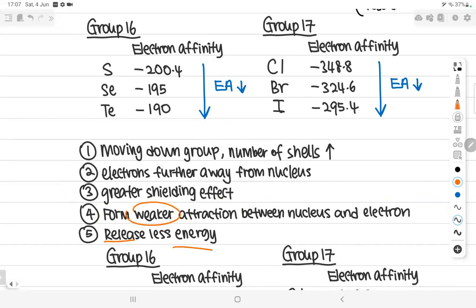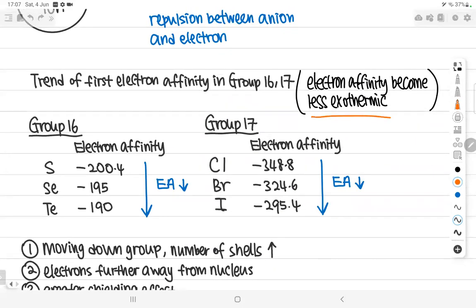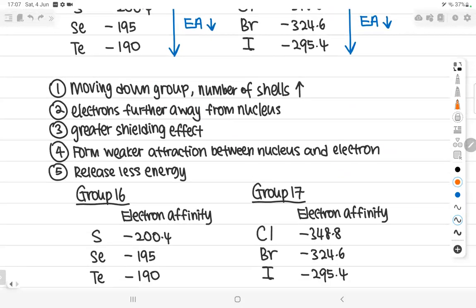When you form a weaker attraction, you release less energy. When you release less energy, that's why the value becomes smaller. So that's why it becomes less and less exothermic. So that is what you need to know. All right, so we are done.